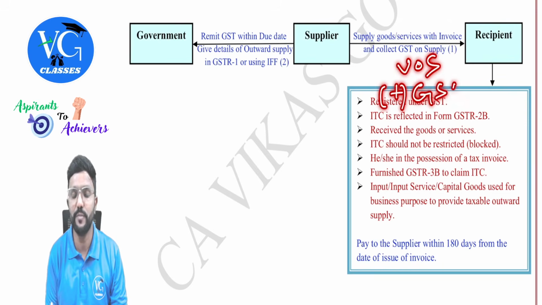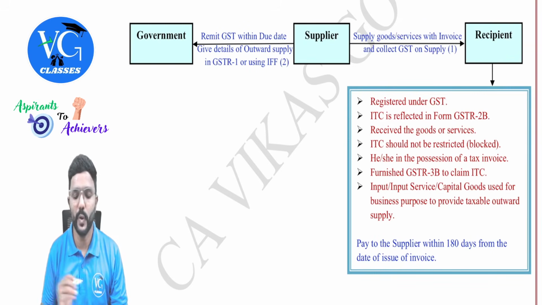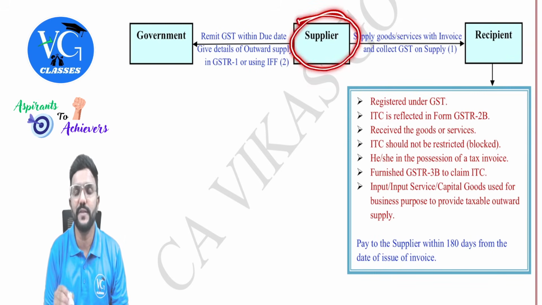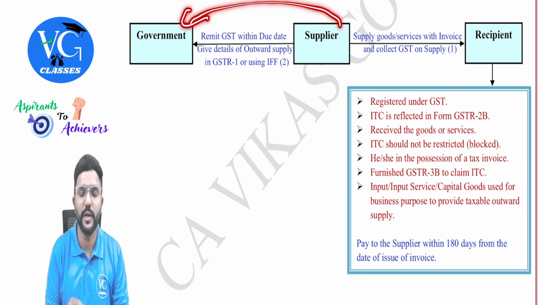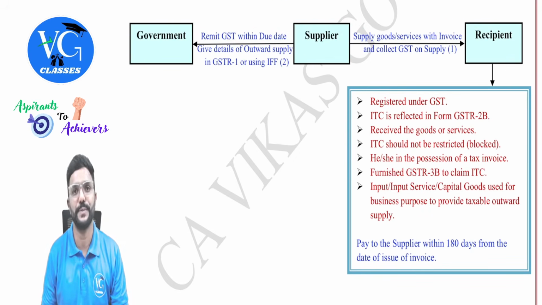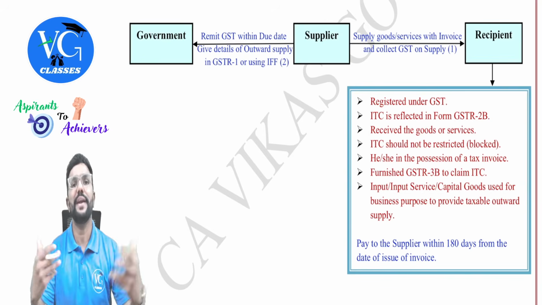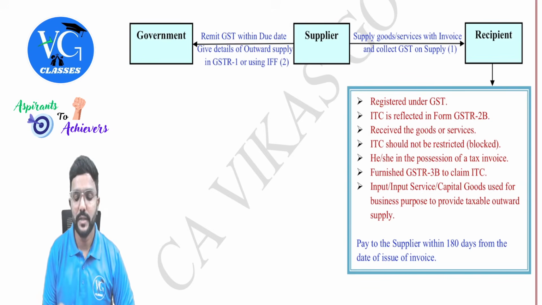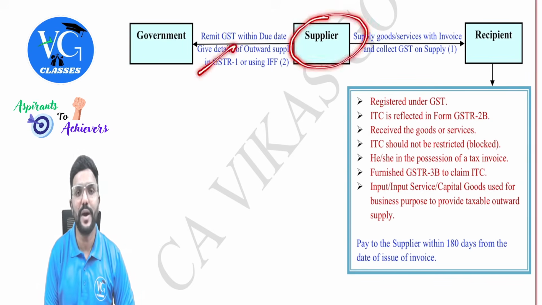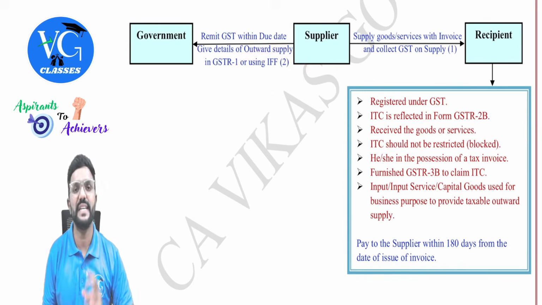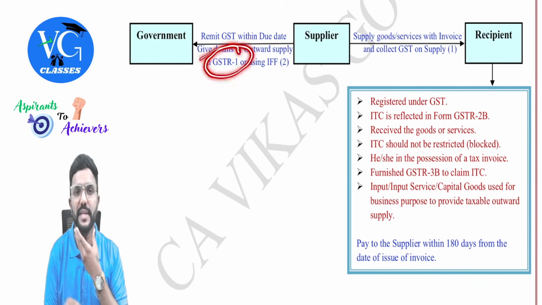He has collected from whom? From the recipient. Okay, sir. And whatever amount of GST he has collected, he has to remit it to the government within the due date of GST, which is normally the 20th of the next month. And the supplier should also file GSTR 1, or using the invoice furnishing facility, he needs to give the details of outward supply. GSTR 1 is the return.